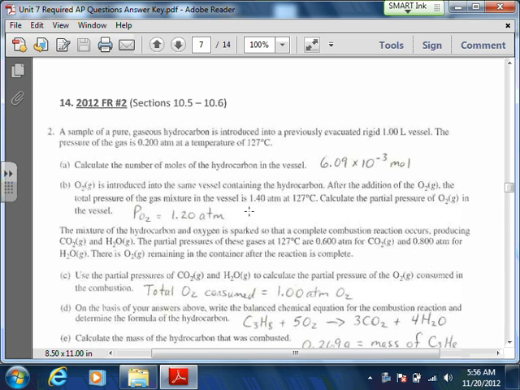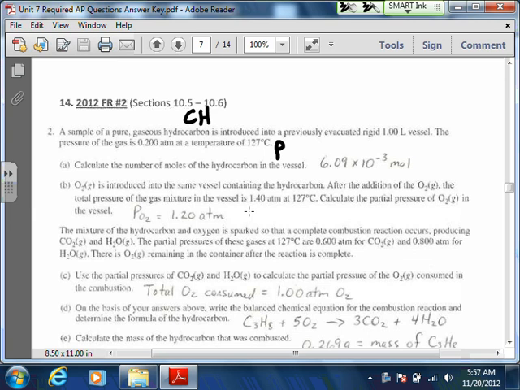So this one right here, what we have to begin with is a gaseous hydrocarbon. So what that means is a hydrocarbon, by definition, just has carbon and hydrogen in it. So we don't know exactly what it is, but we know that it's some CxHy compound, something like that. We don't know exactly what it is. It gives us a pressure, a temperature, and a volume, and they're asking us for the number of moles. So letter A there is pretty straightforward.